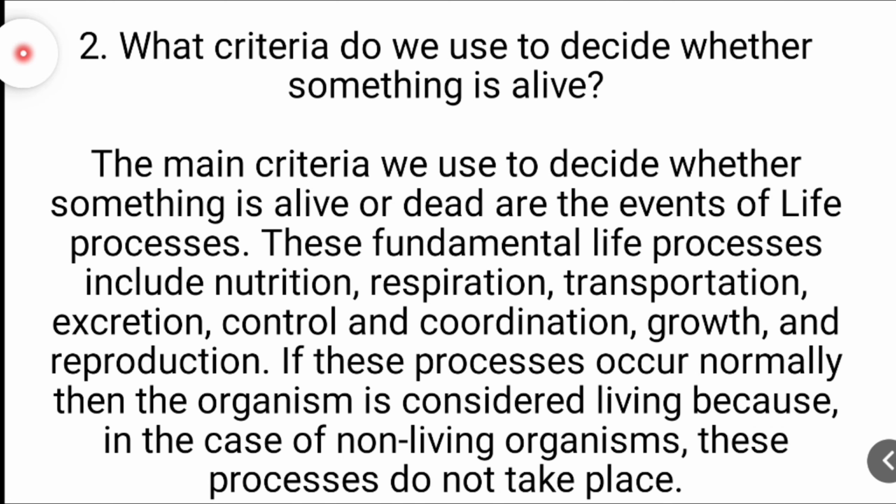Number 2 is, what criteria do we use to decide whether something is alive? The main criteria we use to decide whether something is alive or dead are the events of life processes. These fundamental life processes include nutrition, respiration, transportation, excretion, control and coordination, growth and reproduction. If these processes occur normally, then the organism is considered living, because in the case of non-living organisms, these processes do not take place.